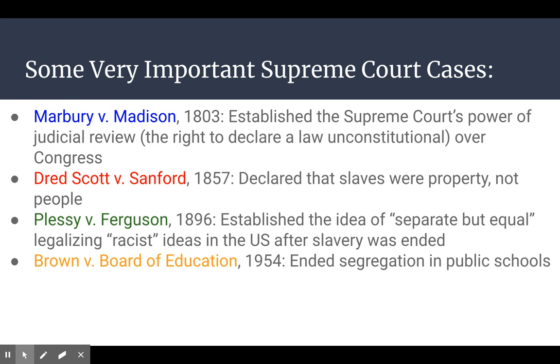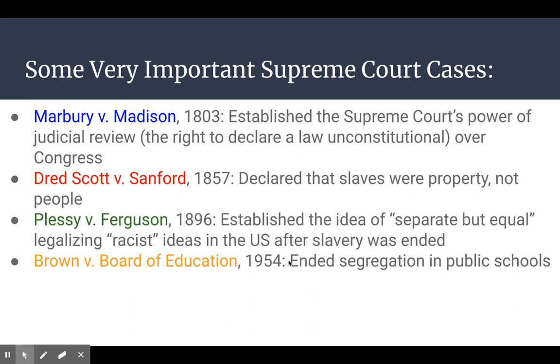In 1954, man, this is almost 100 years after Dred Scott, and we're still making some poor choices as far as the federal government is concerned. Brown versus the Board of Education. This one actually ended segregation in public schools because there were separate black schools, right? Separate but equal, and then white schools. But the white schools were getting all the money and the black schools weren't, and it was perpetuating poverty and illiteracy and all kinds of problems. And so Brown versus Board of Education really shook things up.